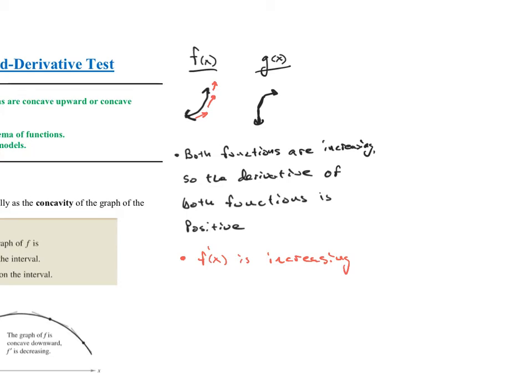Versus g of x here, if we look as we go from left to right, it's positive because it's going up, but it's getting less and less positive. So in other words, f prime of x is decreasing.